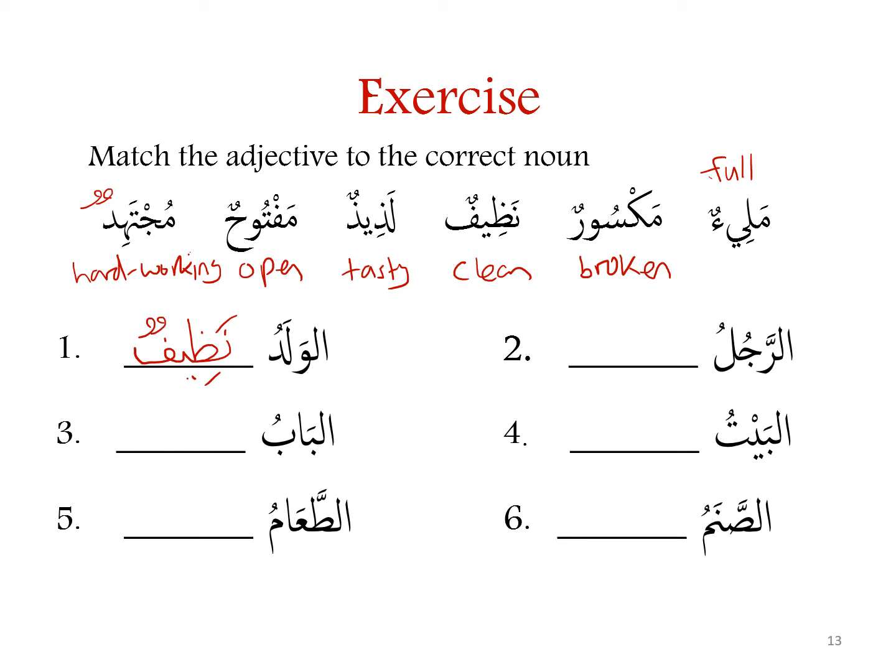And remember that I'm making sure that we have the definite noun and the adjective is indefinite to describe it, to make it a full sentence. Also, I'm matching genders as well. Now in this case here, all these words are masculine, which is why all these adjectives are also in the masculine form. Because keep in mind, I could have just added a ta marbuta to the end of any of these adjectives and it would have become the same meaning but a feminine form.